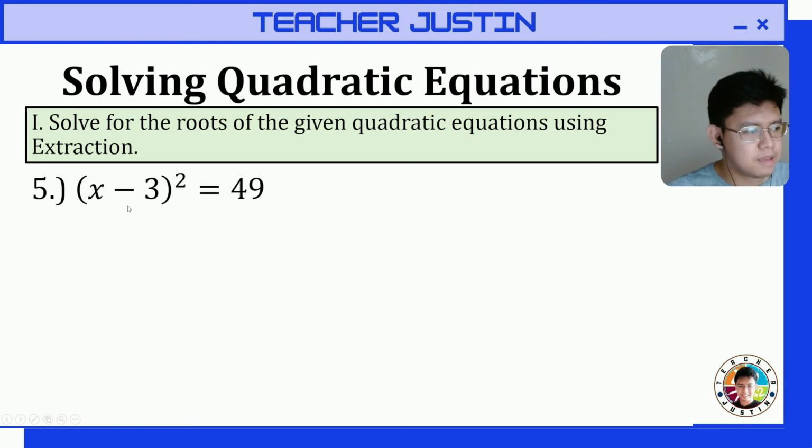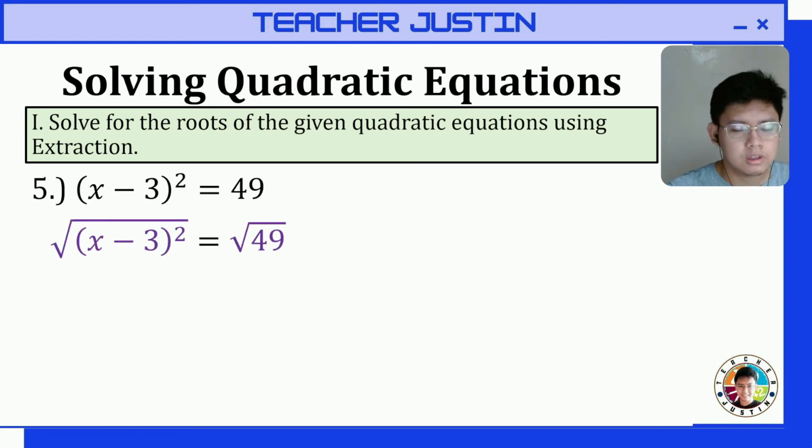So, hindi natin malilipat si negative 3 pag meron tayong exponent na 2. Okay? So, let's remove the exponent 2 first by applying the square root property of equality, wherein we will get the square root of both sides. So, the square root of the squared quantity x minus 3 will be x minus 3. And the square root of 49 will be positive negative 7. Now, take note, we apply the square root property, so we have to get both positive and negative roots of the square root of 49.